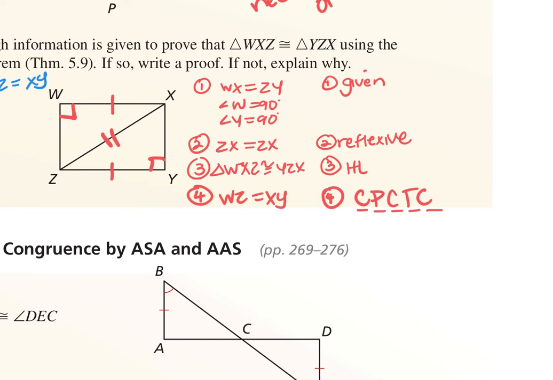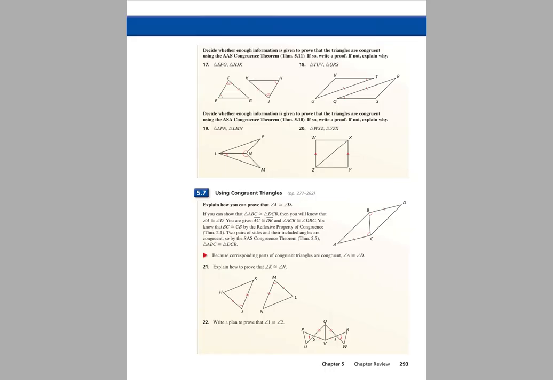I thought there was corresponding. Corresponding parts of congruent triangles are congruent. It's not congruent three times, yeah. 5-6 and 5-7. Wait, well, why did you skip 16?